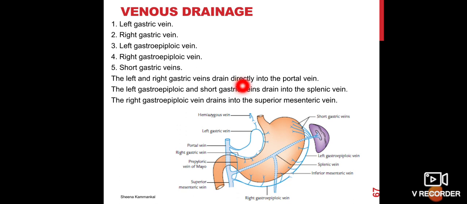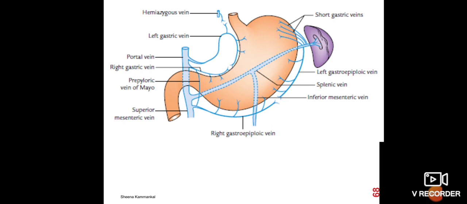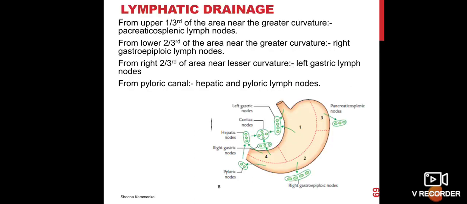Right and left gastric veins directly open into the portal vein, so it's a part of the portal circulation. Left gastroepiploic and short gastric veins drain into the splenic vein. Right gastroepiploic vein drains into the superior mesenteric vein. So the first one only drains into the portal, the others into the systemic veins. This picture shows the diagram of the venous drainage of the stomach.